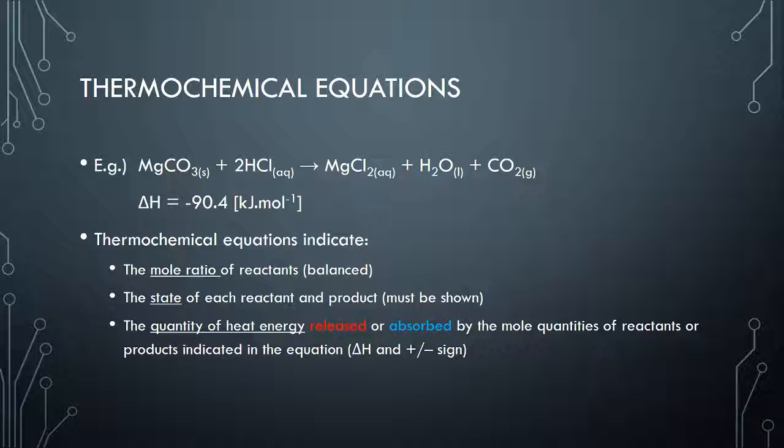That's thermochemical equations. I just would like to point out the mole quantities part. The delta H value is in kilojoules per mole, not just kilojoules. That shows that per 1 mole of magnesium carbonate solid, 90.4 kilojoules would be produced. So it needs to be per mole of the reactant here.